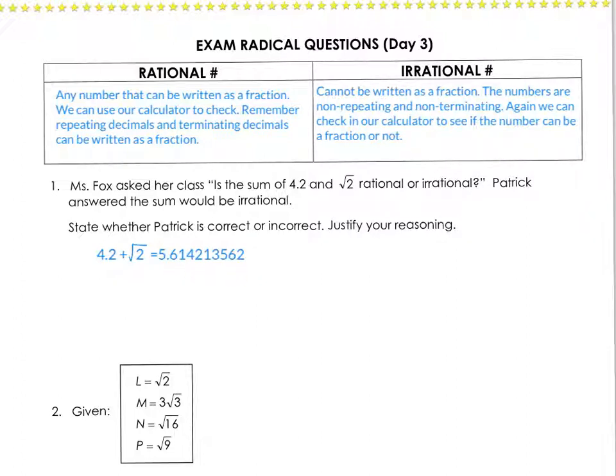So let's see, what did Patrick say? Patrick said that the sum would be irrational. So is he correct or incorrect? And we're going to say that Patrick is correct. So all I really needed here was that Patrick is correct, but I added so that you understand why he's correct. The sum is irrational because it cannot be written as a fraction.